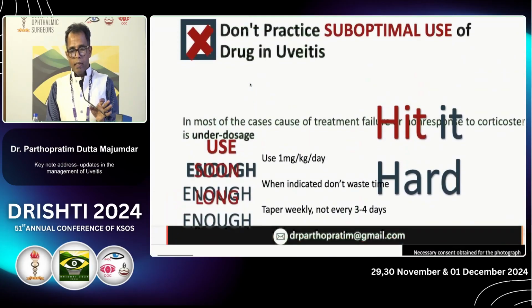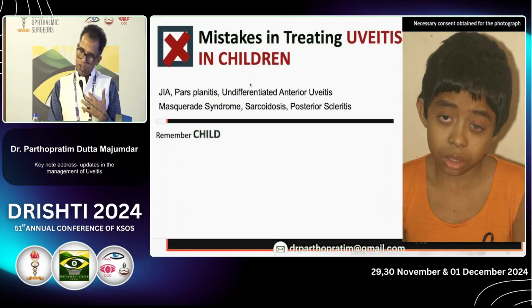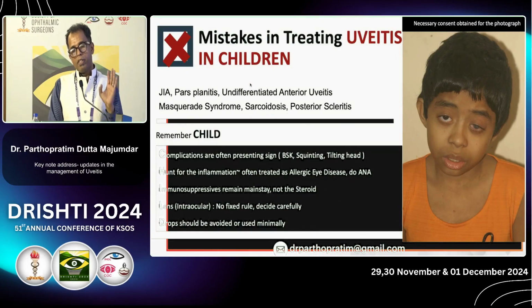My last slide, this is about the children. The mistake in treating uveitis we do in children is that you have to remember that JIA is a notorious cause. Most of the children are blind in pediatric uveitis because of this condition. So you have to always remember how to identify that. Complications are very high. You have to see any child presenting with BSK, tilting of head, squinting. You have to make sure there is something grossly abnormal.